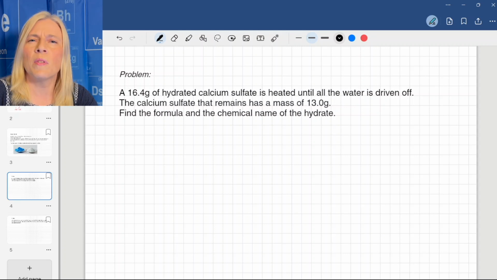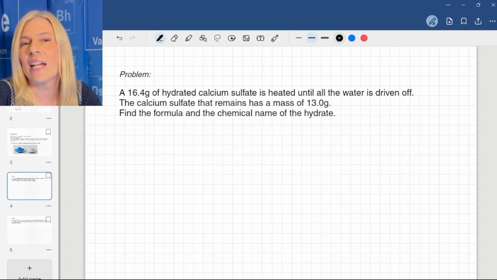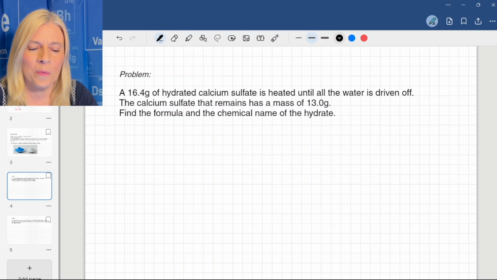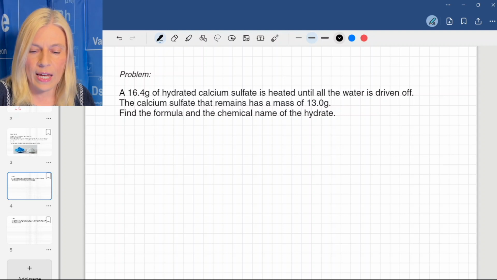Oh, it reminds me of something. How do you know all the water is given off? That might be a lab question that you're trying to answer, where here's what's going on. If you heat it over and over and the mass is not changing, that means all the water is gone. That's how you know. It actually was an AP question a few years ago. Okay, so we want to find the formula and a chemical name for this hydrate.